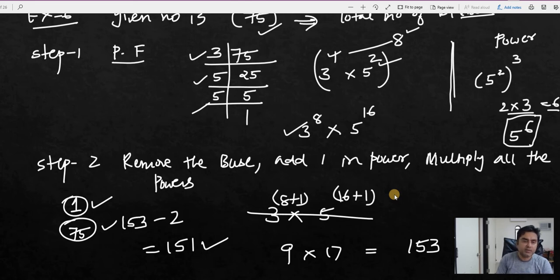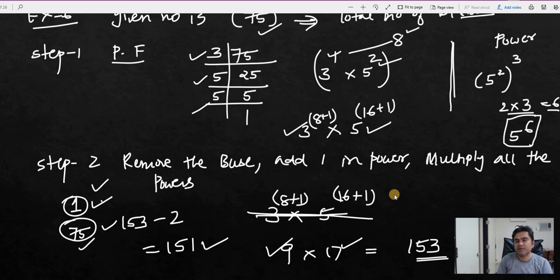Now you have to remove the base, so 3 and 5 you have to remove, then add 1 to the power over here and over here. So 8 plus 1 is 9 and 16 plus 1 is 17. So total 153. Now if the question is asking how many divisors are there other than 1 and the number itself, so the number is 75. Now 1 and 75 are very common. So the total is 153, minus you have to remove these 1 and 75, 2. So total is 151.